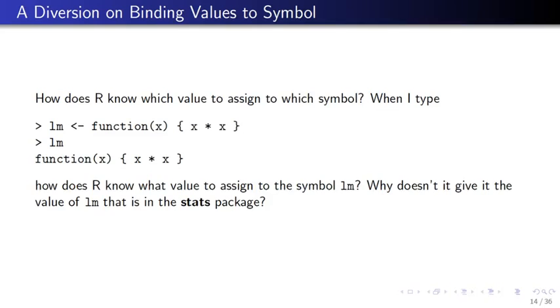Now there's already a function in R called lm. So I've created a function here also called lm. So when I call lm somewhere else in R, maybe in another function, how does R know what value to assign to the symbol lm? It sees the symbol lm, and how does it know whether to call the function that it just defined here or the lm function that's in the stats package that's used to fit linear models?